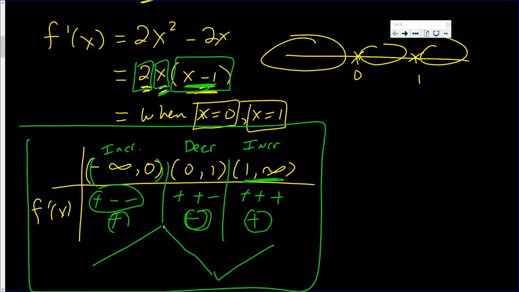So I answered the questions. It's increasing on negative infinity to 0 as well as on 1 to infinity, and it's decreasing on 0 to 1.